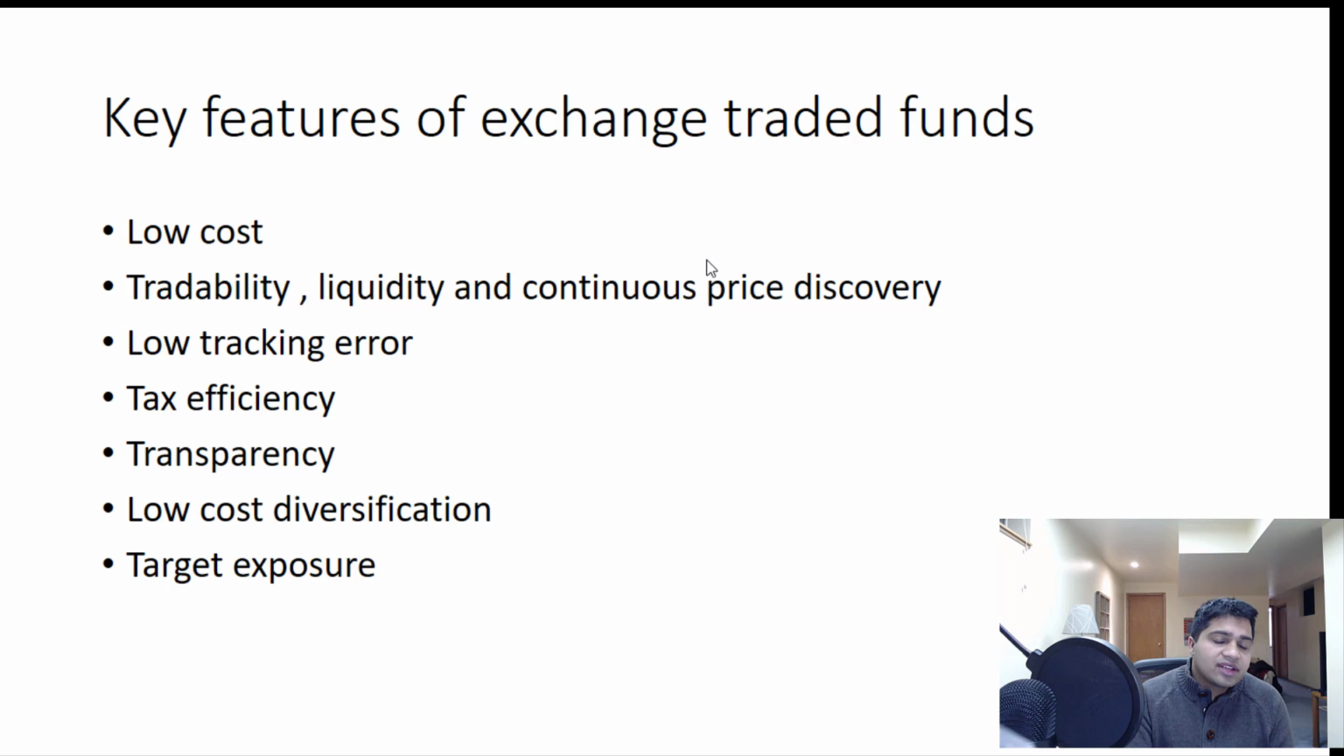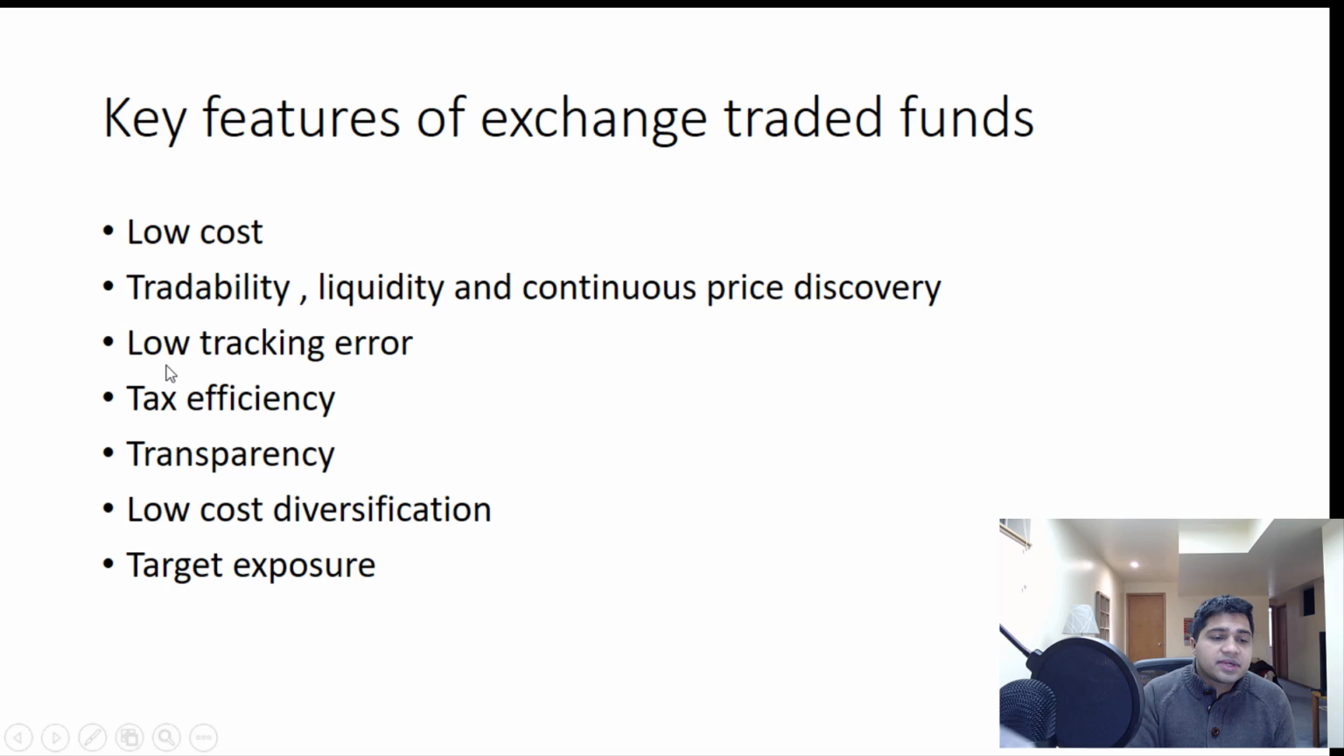To give you an example, let's say you are trading on a Chinese index in Canada. When Canadian markets are open, Chinese markets are closed. But any news that pertains to China will have an impact on the ETF price. So there is continuous price discovery even when the markets are closed.